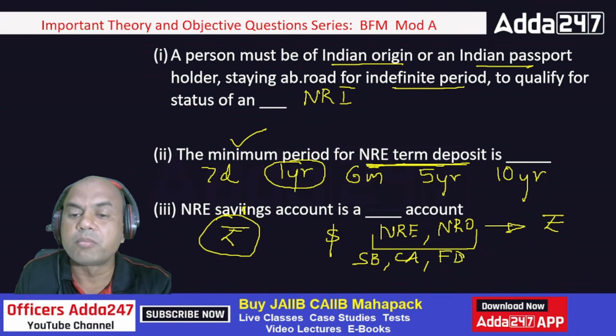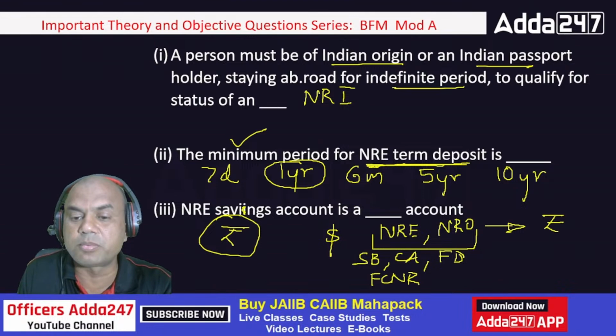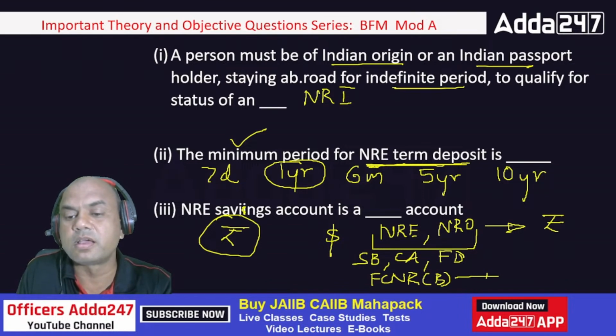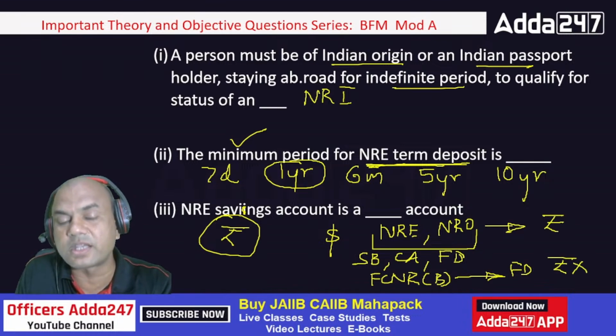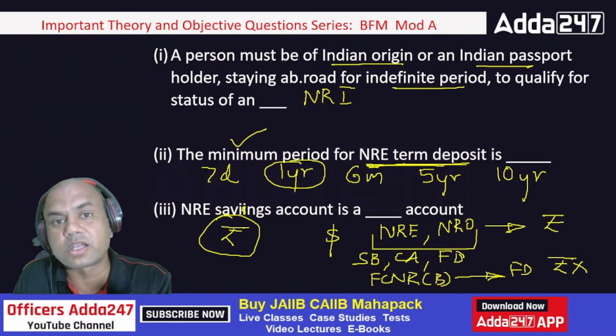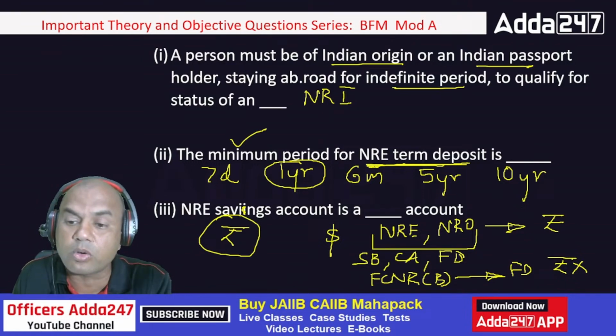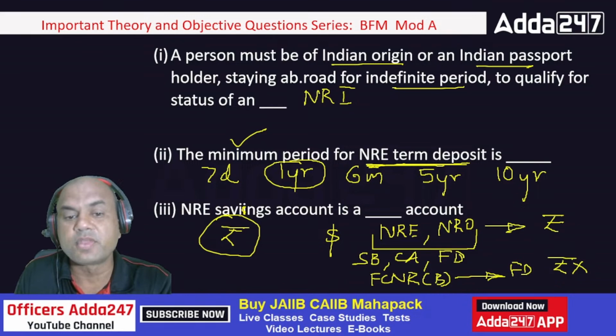But FCNR, we call it B also, FCNRB. That is strictly FD, and that is never in rupees. It can be in dollars, it can be in euro, it can be in Australian dollars, it can be in yen, it can be anything, but not rupees. Okay. So NRE savings is a rupee account.